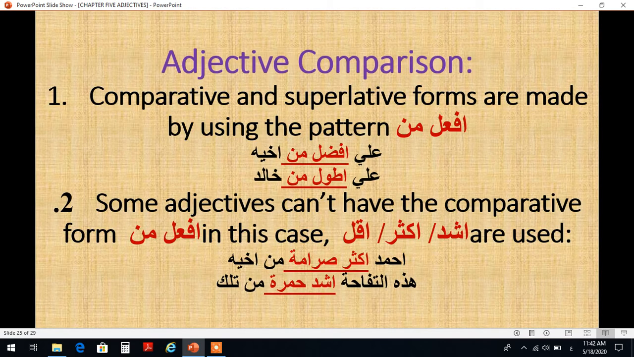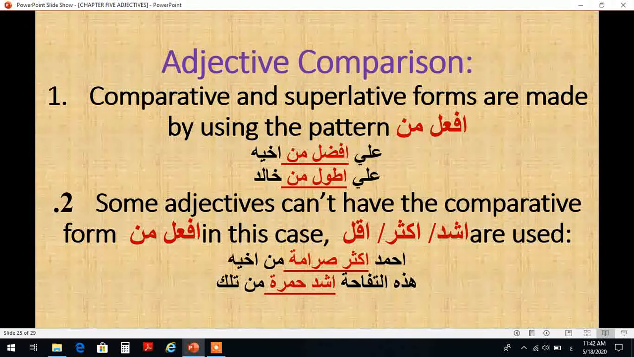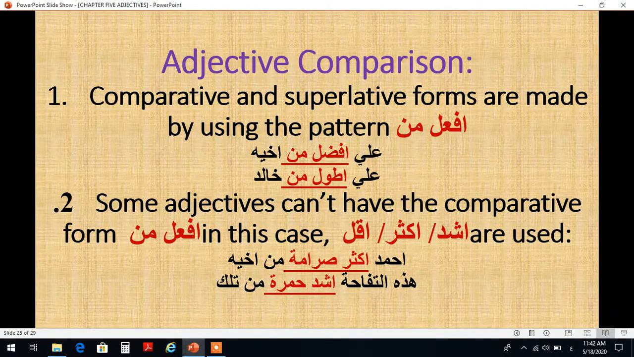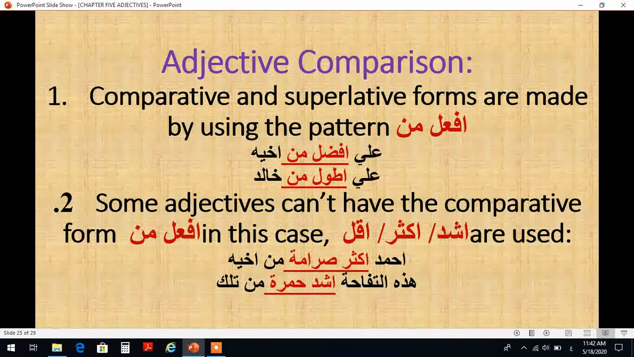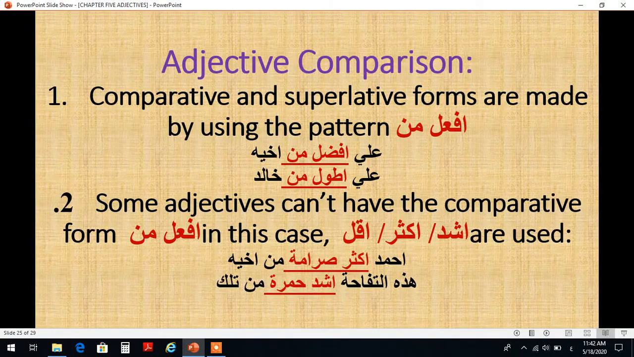Adjective comparison. نأتي إلى المقارنة في الصفات في اللغة العربية. Number 1. Comparative and superlative forms are made by using the pattern أفعل من. كأن نقول علي أفضل من أخيه. علي أطول من خالد.